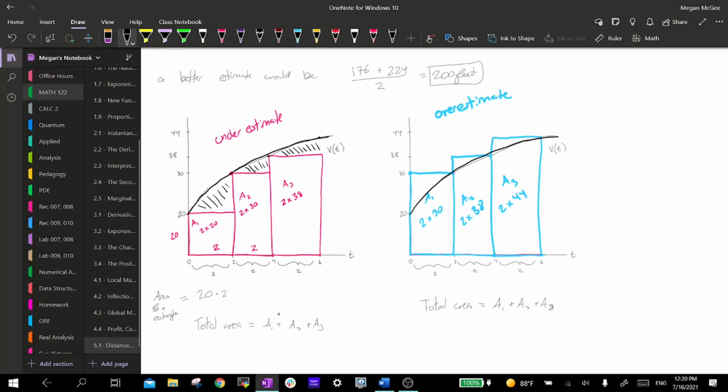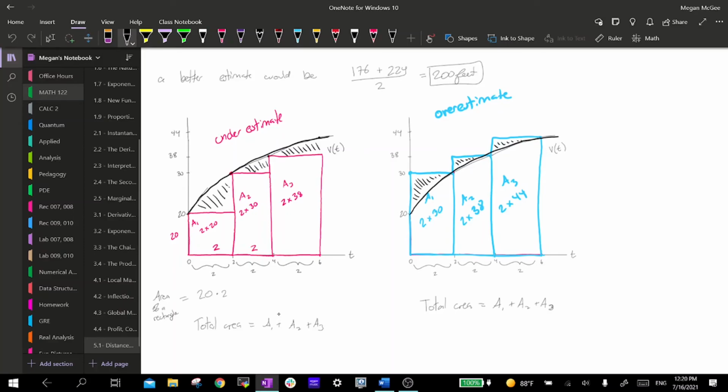All right, so we're missing all of this area. That's why we get an underestimate here. And for an overestimate, we're counting extra area that's not under the curve. So now we are counting too much area. So that's how we get an overestimate.